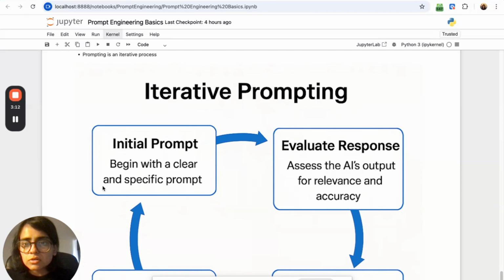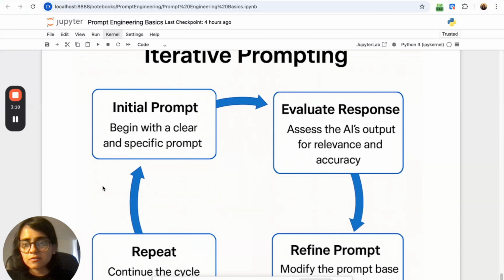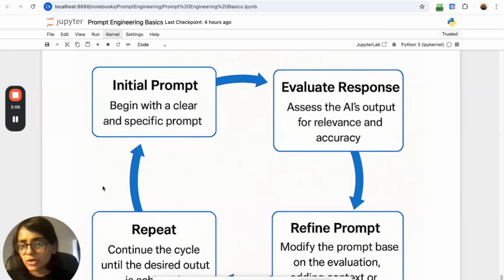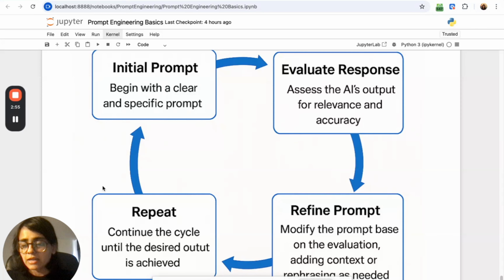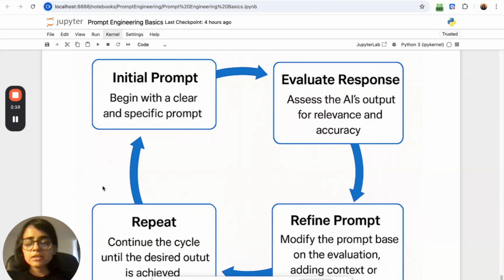So to conclude, prompting is an iterative process. So you start with an initial prompt, then you evaluate the AI's response, how accurate or how relevant it is, how complete it is to what you were looking for, then refine the prompt and keep repeating this cycle until you are able to achieve the desired result. So in the next video, I'll be discussing more advanced techniques on prompting.